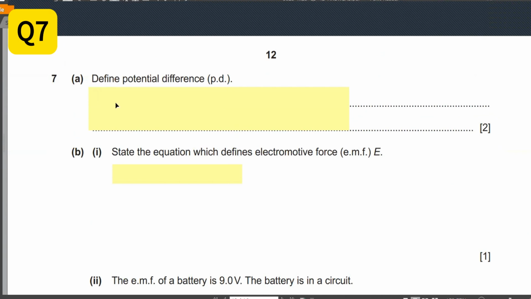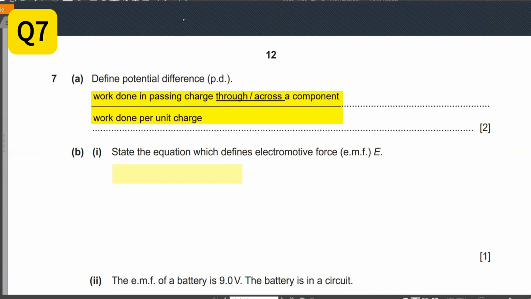What is the potential difference? Straightforward. Is the work done passing charge through or across a component? Work done per unit charge. So it is telling us how much energy is needed to push the charge through the electrical circuit. We have electrons flowing in the wires in the electrical circuit, so we are thinking how much energy is needed to push this electron. So that's the main idea.